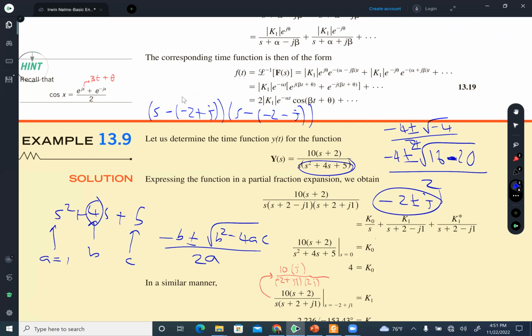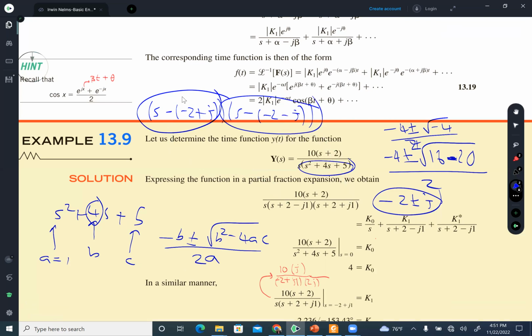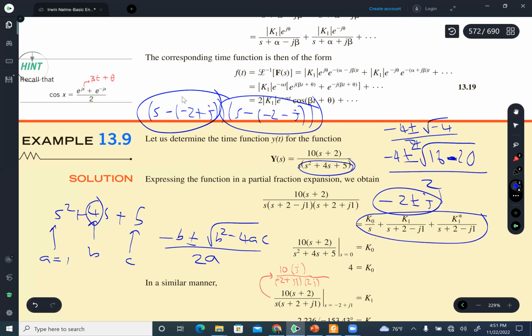So basically this is s plus 2 minus j, and this is s plus 2 plus j, right? So we just factor this thing. Now the question is, how are we going to write it in a way where we can do term by term inverse Laplace transform? We write it as before. We do exactly the same things we did before, except we have to deal with complex numbers. But once we take the inverse Laplace transform, everything's going to come out real. We will see that.